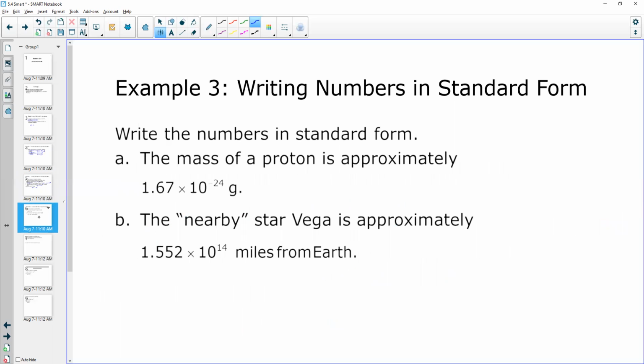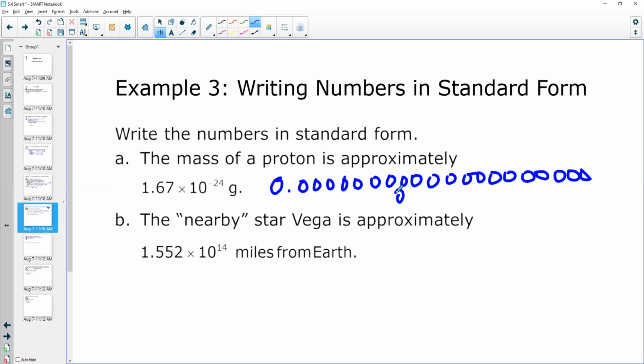All right, so write the numbers in standard form. This is going the opposite direction. The mass of a proton is approximately 1.67 times 10 to the negative 24. The first question is just think to yourself, really big number or really small number? Well, really small number. So it's going to be 0 point, and then I'm going to need 23 zeros. I'm going to run out of space. So 23, 1, 6, 7. That's my number, which is why we don't write them out like that.